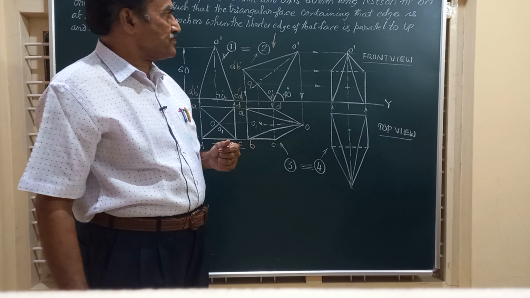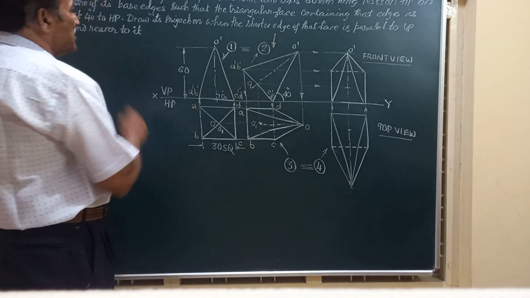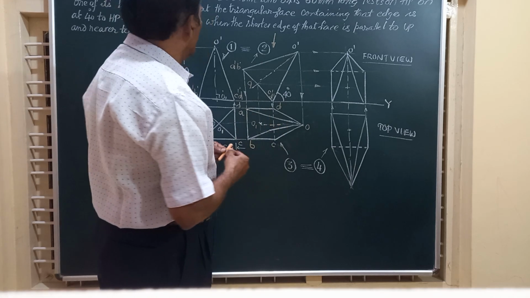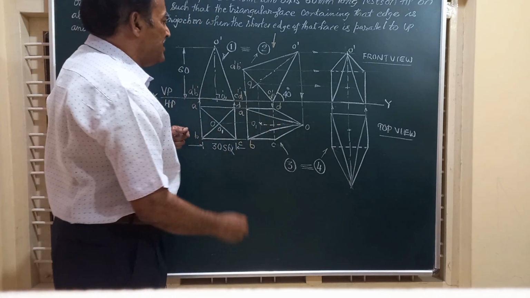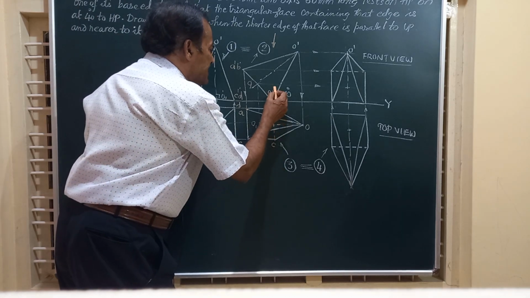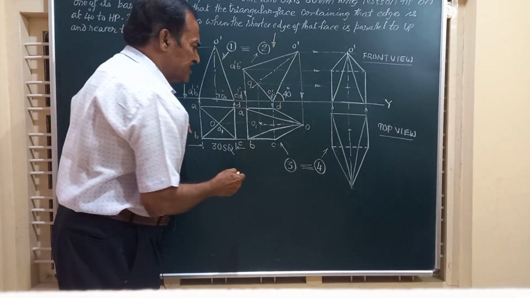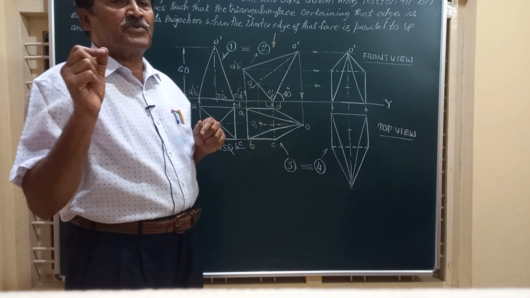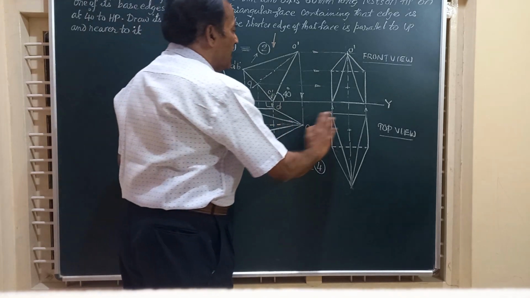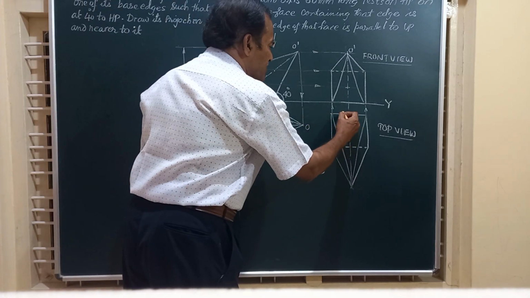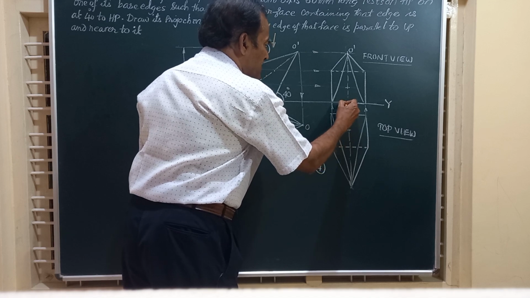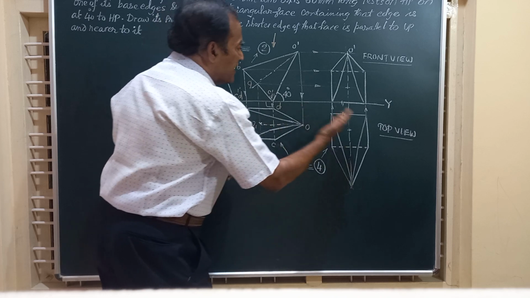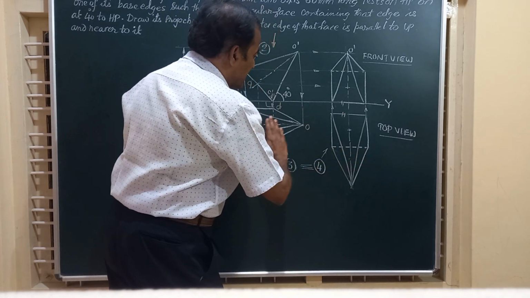But finally he says, draw its projection when the shorter edge of that face is parallel to VP and nearer to it. Friends, if you observe here, the object is resting on CD, the shorter edge of the base. That CD is now perpendicular to VP, but as per the problem, it has to be parallel to VP and nearer to it. So this has become parallel to VP and it's nearer to that. That is, figure number 3 is redrawn as figure number 4 with the same dimensions.